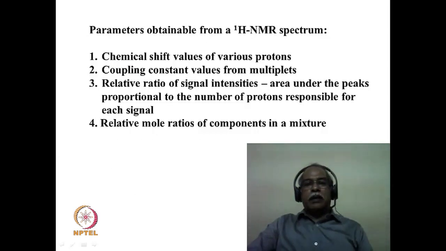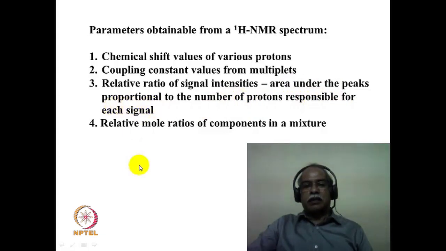Now the parameters that one can obtain from the NMR are the chemical shift values of various protons, the coupling constant values of various multiplets, and the relative ratios of signal intensity, or the areas under the peaks, which are proportional to the number of protons responsible for each signal. For example, in the case of the ethyl alcohol spectrum, we saw three signals with the intensity ratio of 3:2:1. The 3:2:1 comes from the fact that you have a CH3, a CH2 and an OH group. So the signal intensity, or the area under the peaks, is proportional to the number of protons responsible for each signal.